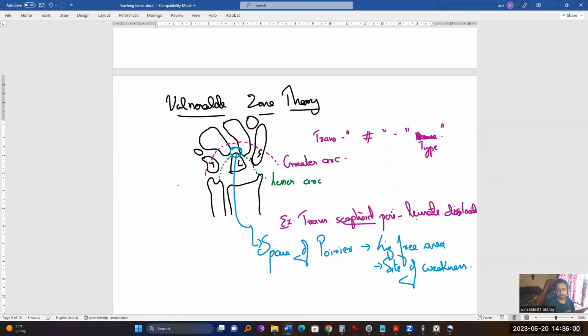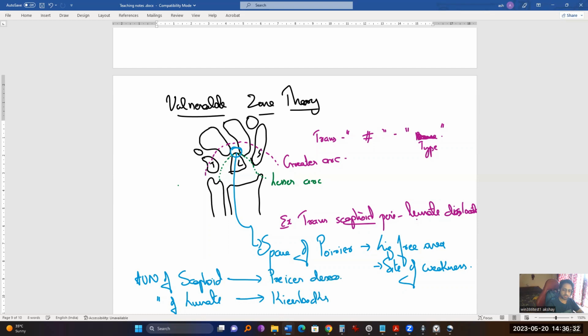Another thing you need to know: avascular necrosis of the lunate, or lunatomalacia, is called Kienbock disease. And avascular necrosis of the scaphoid is Preiser disease. Okay, so that is it.